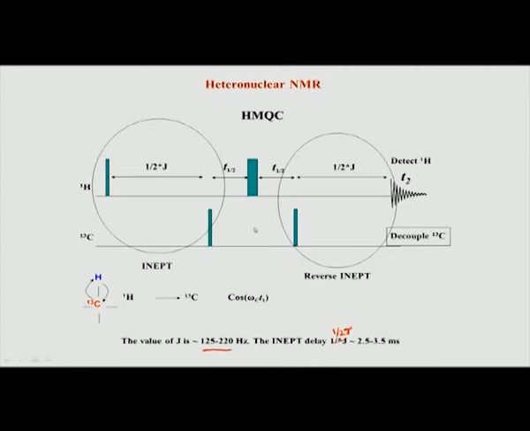That is achieved by applying this 180 at the center, and then we come back to the proton here by reverse INEPT, and then whatever has come back we detect, the proton chemical shift, during the t2 detection period. And here again we decouple protons from carbon. So, there is no J coupling interaction between these two. This is very important.